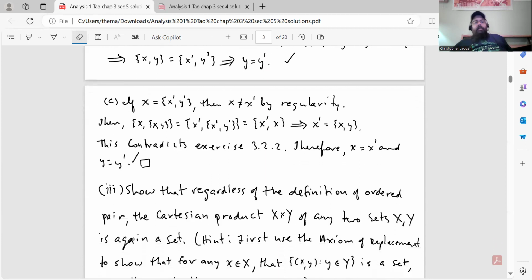Right, and then case C, if x equals the pair set {x', y'}, then x is not x' by regularity. Then the pair set {x} and the pair set {x, y} is equal to the pair set {x'} and {x', y'}, which is equal to the pair set {x', x}, because x equals the pair set {x', y'}, which implies that x' is (x, y), but that contradicts exercise 3.2.2. Therefore, x equals x' and y equals y'.